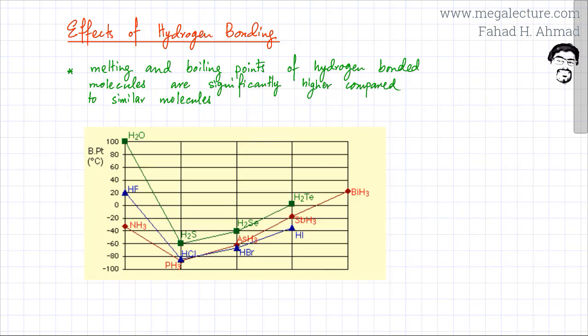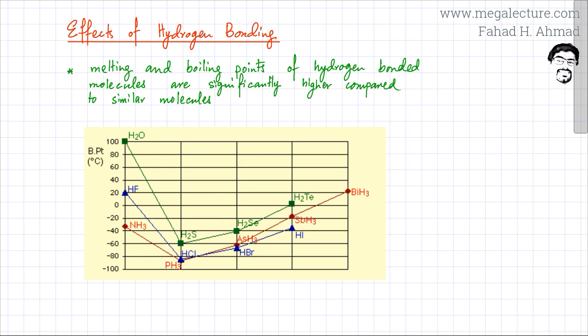So I've drawn this chart where the boiling points of different molecules are plotted. For example, in this green line over here, you're going to see the boiling points of H2O, H2S, H2Se, and H2Te. They're in the same group: Te, Se, S, and O. So their bonding is pretty much the same, but only H2O has hydrogen bonding as the dominant intermolecular force. So its boiling point is much higher compared to the rest of the molecules.